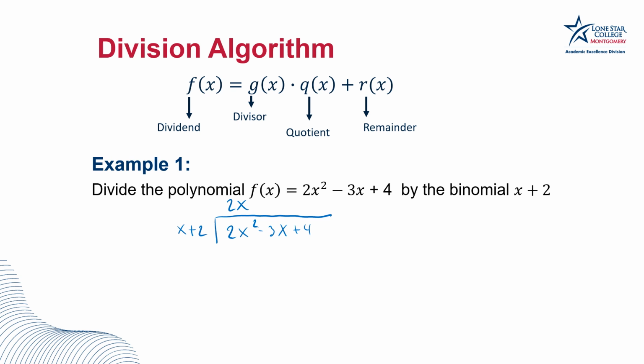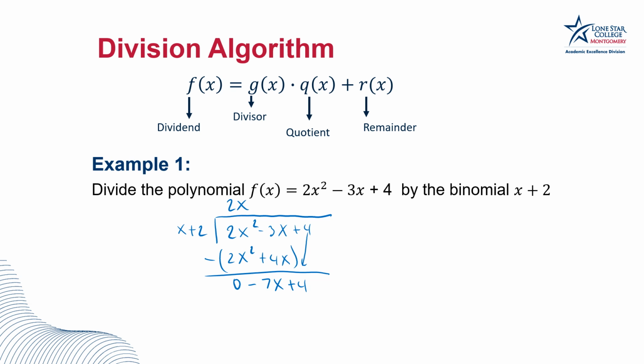So what we do first is we do 2x times the x right here, gives us 2x squared, but you also have to distribute that 2x into the 2. So 2x times 2 gets us 4x. And then we subtract them. So 2x squared minus 2x squared, that's 0. And then negative 3x minus 4x gives us a negative 7x. And then we bring down the 4.